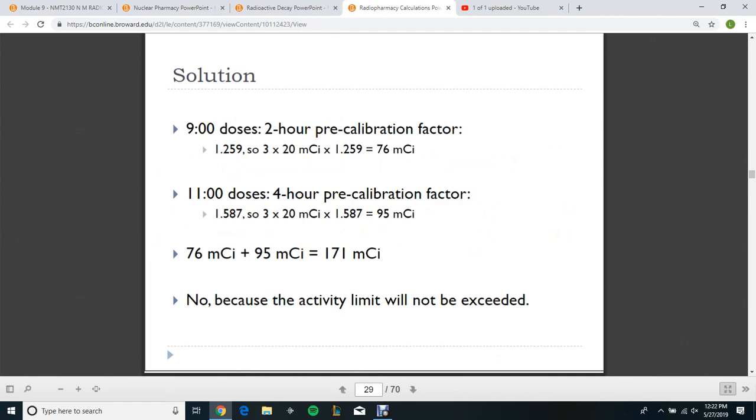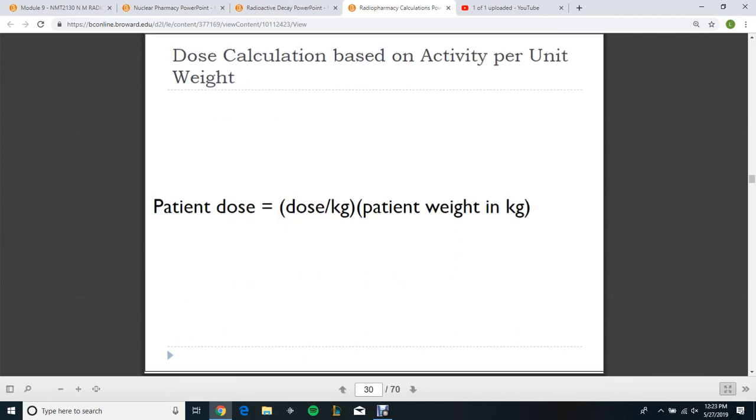The 9 a.m. doses use the 2-hour pre-calibration factor, so you have 1.259. So 3 times 20 times 1.259 is equal to 76 millicuries. At 11 a.m. doses use the 4-hour pre-calibration factor, so 1.587. So 3 times 20 times 1.587 is equal to 95 millicuries. So you're going to add up the 76 plus the 95 millicuries. That's going to equal 171 millicuries. So your answer is no, because the activity will not be exceeded.